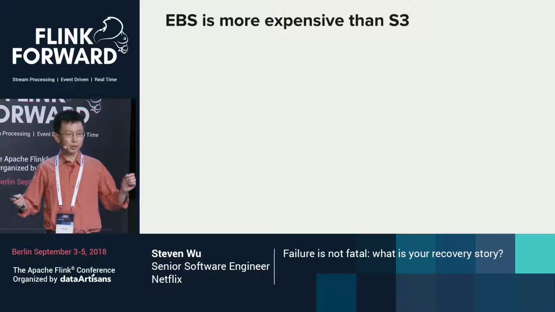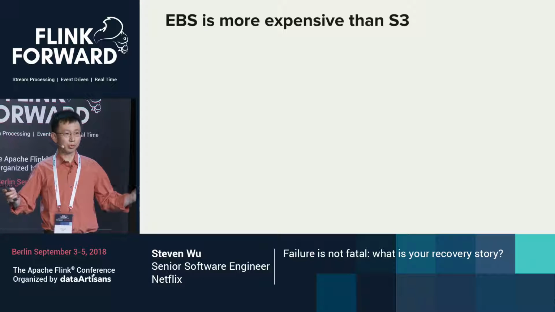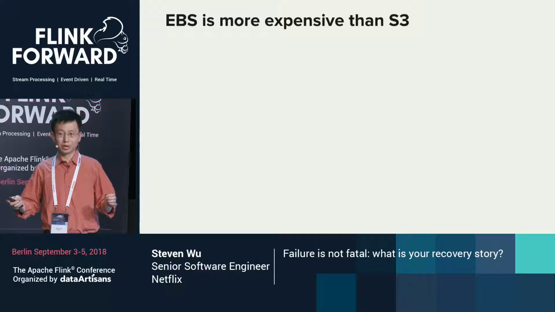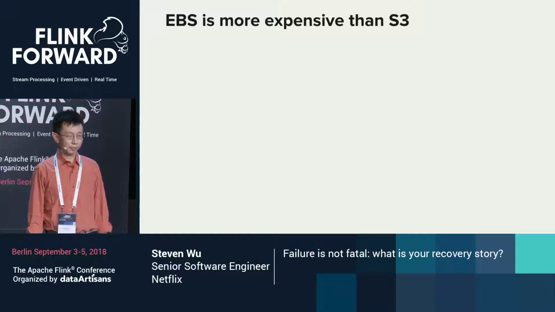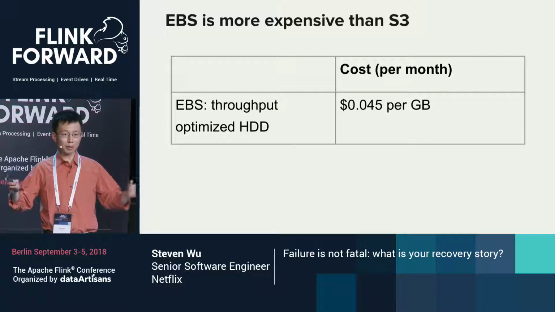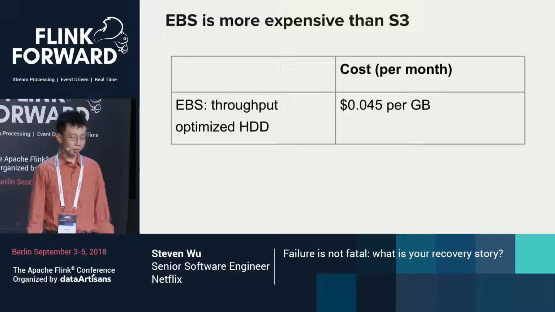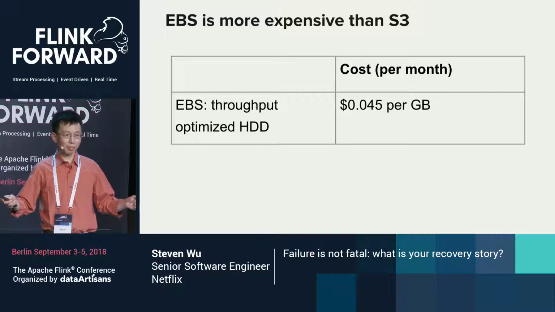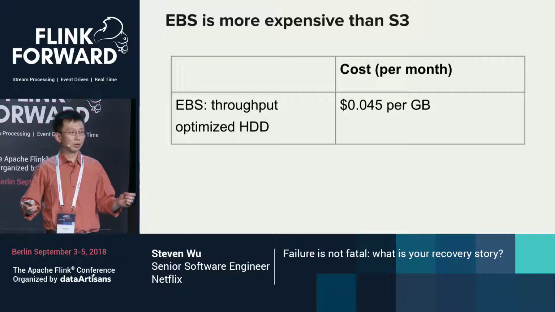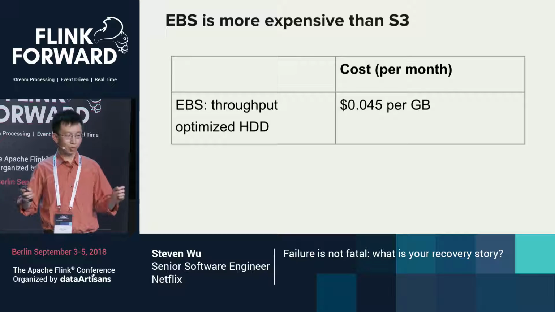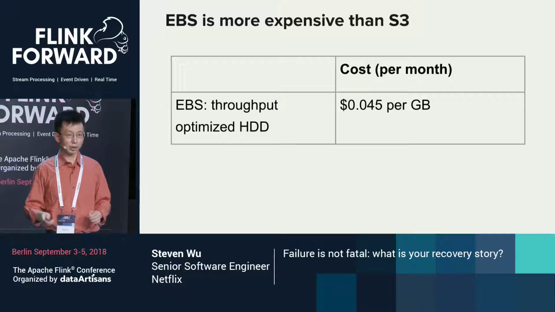AWS has the EBS volume, which is a kind of network-attached storage. But EBS is not cheap. It's more expensive than S3. All the prices I'm quoting here are public prices from the AWS website for the US East 1 region. For the spinning disk EBS, it costs about 4.5 cents per gigabyte per month. Spinning disk works well with Kafka workload. For your reference, the SSD EBS volume is about twice as expensive as a spinning disk.